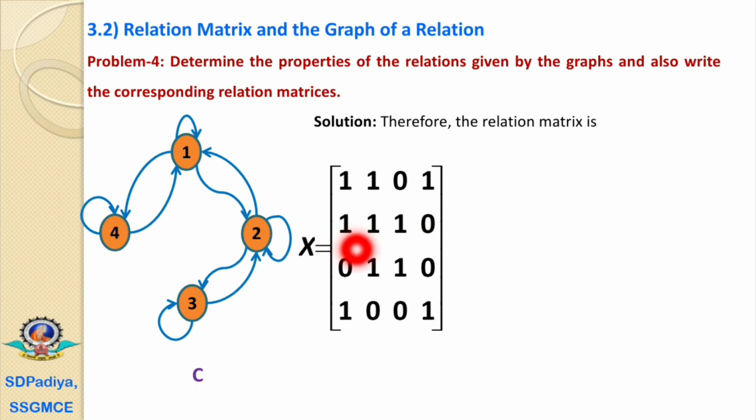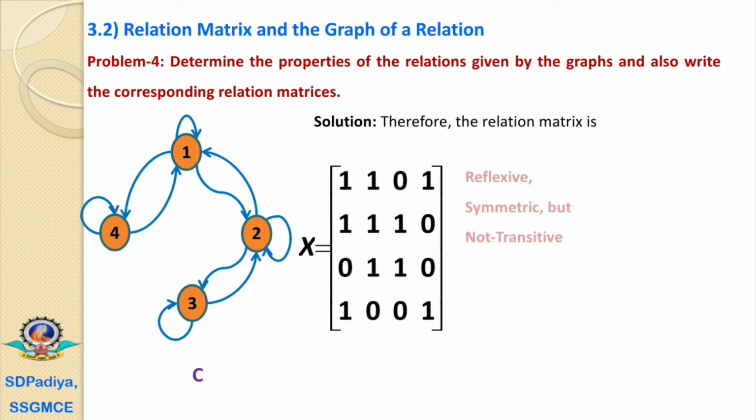If you observe to the 2, then 2 has a relation with 1, that's why it is 1. 2 has a relation with 2, it is 1. 2 has a relation with 3, it is 1. 2 is not having the relation with 4, that's why 0. Same for the 3 and 4. Now, what's about the properties? Is it reflexive? Then yes, because every node is having the relation with itself. Or you can observe in the matrix also. If in a matrix the diagonal elements are 1, then directly we can show that it is reflexive.